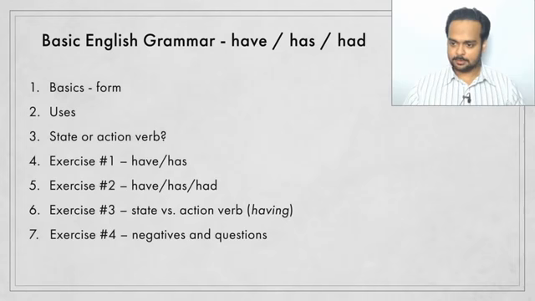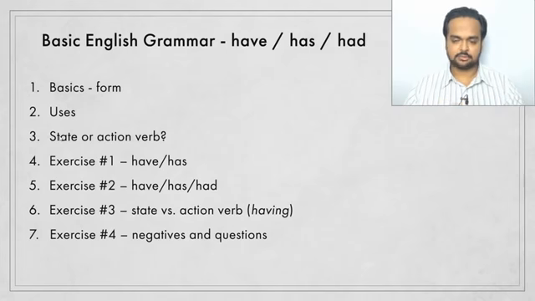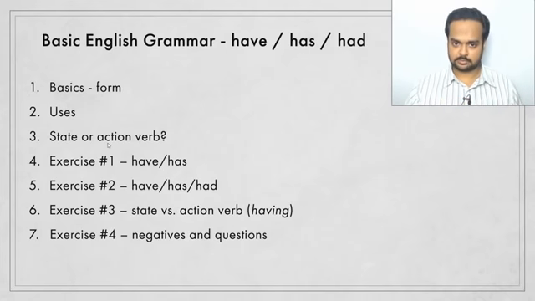So here's the plan for this lesson. We will start by talking about the basics of form, that is, how to choose between have, has, and had for different subjects. Then we'll talk about the uses of the verb have, and then we'll discuss how to decide if the verb have should be used as a state or an action verb in a sentence. That is, where you can use having, the ing form, correctly.